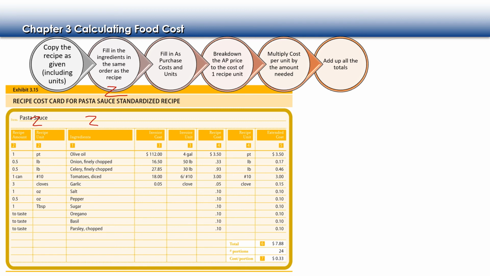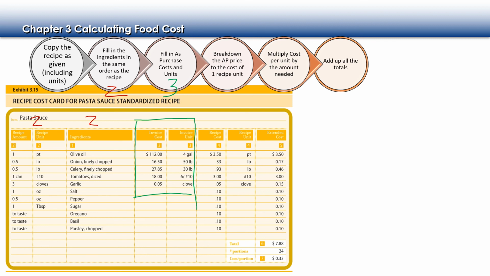Now, we're going to fill in step number 3. We're going to fill in our as purchased. So that comes from our invoice, okay? Our invoice purchase and our unit. So we purchased $112 worth, it's 4 gallons of olive oil. We also purchased 50 pounds of onions for $16.50 and so forth. Okay, so that's our as purchased.